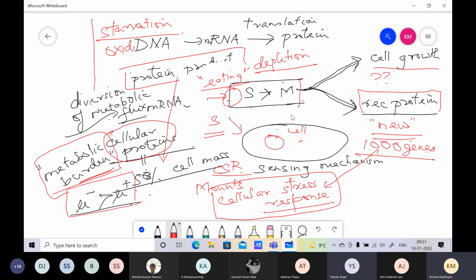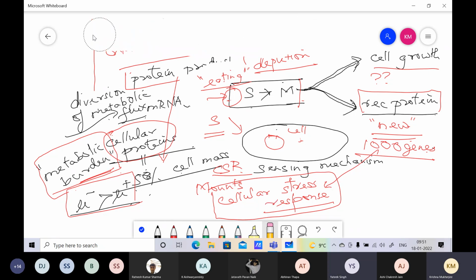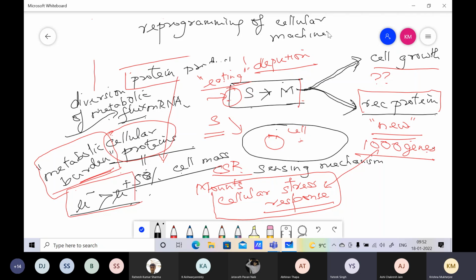Interestingly, a few hundred genes get upregulated, which are supposed to save the cell and do other things. So there is a complete, what I should say, this process leads to a complete reprogramming of the cellular machinery. This reprogramming of cellular machinery, and what is this reprogramming supposed to do? Yeah, any guesses? Why does the cellular machinery reprogram itself? Can you tell me?